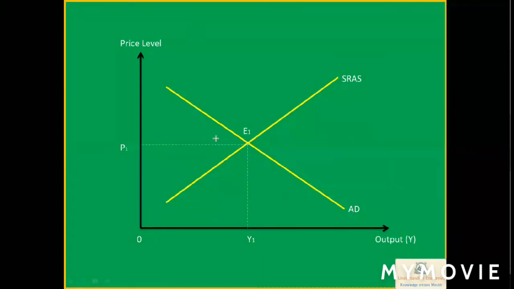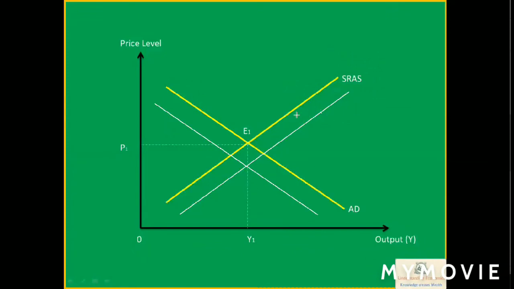First we will shift the aggregate demand curve. First we will assume that both the changes have happened in a similar manner, or the change is equal. So suppose the aggregate demand curve has decreased and this is our new aggregate demand curve, and the aggregate supply has increased by the same amount. So approximately both the curves have changed in a similar magnitude.